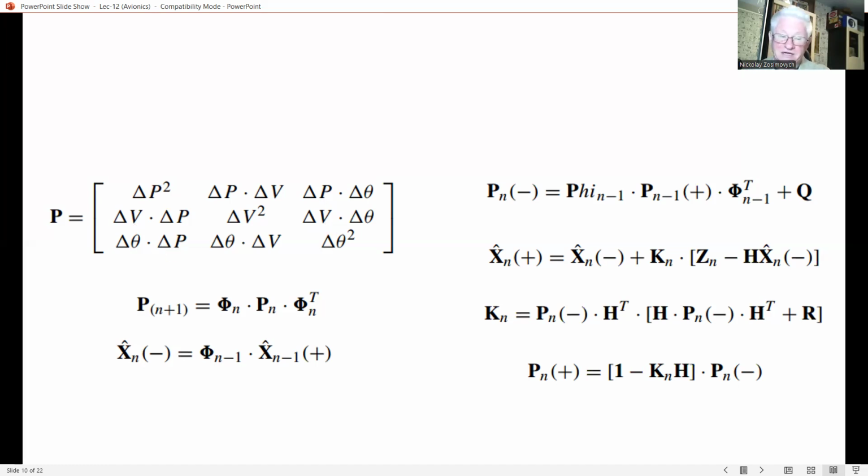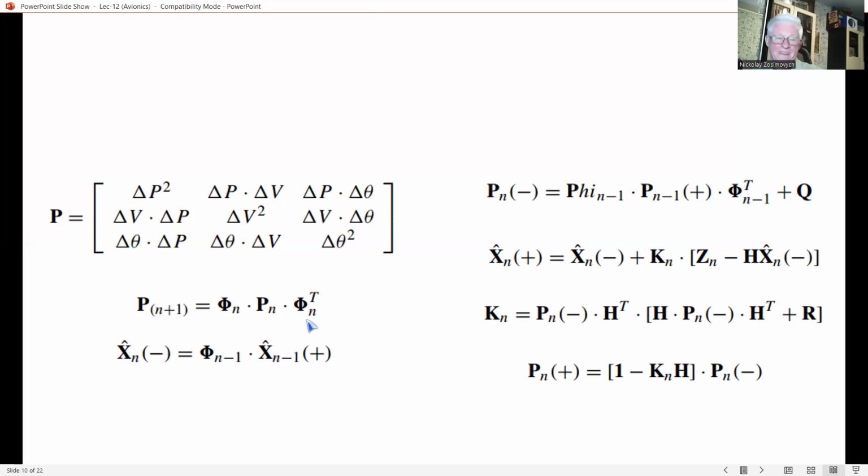The covariance matrix changes with time as the initial errors propagate with time. It is modified with time by means of the transition matrix using the following relationship, as you can see here in the middle. Pn plus 1 equals Fn times Pn times Fn transpose. Here the superscript T on F means it is the transpose of Fn.